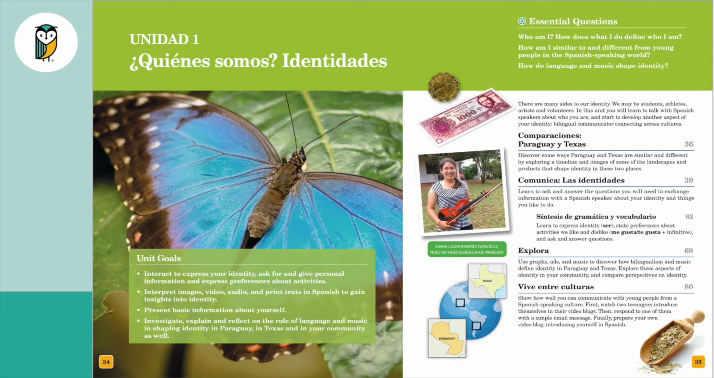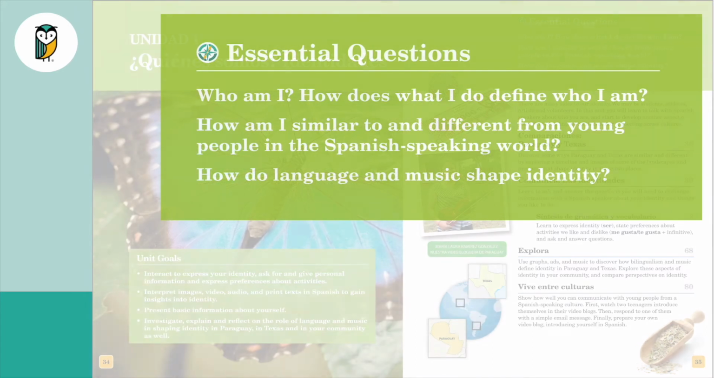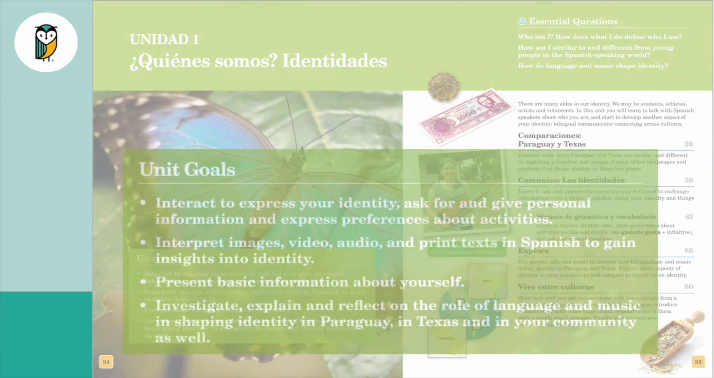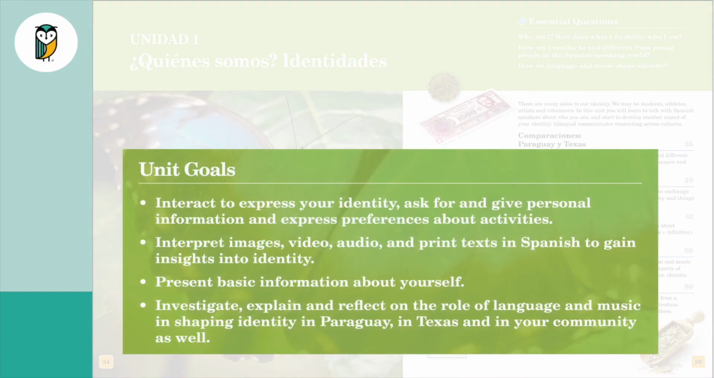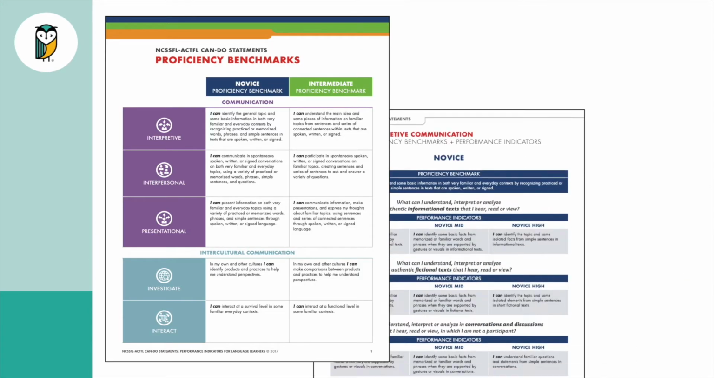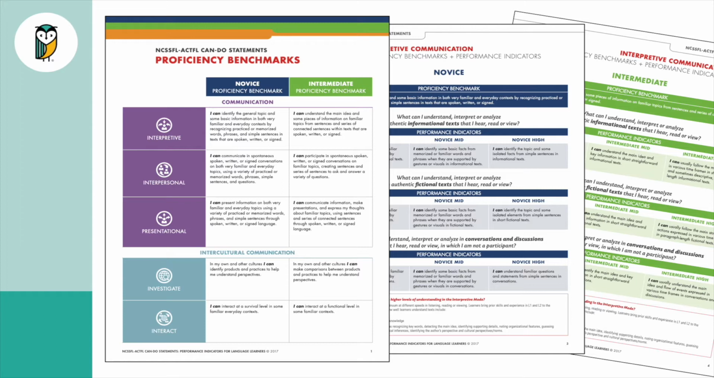Each unit of a Wayside title begins by identifying the essential questions and the unit goals. These highlight what learners will know and be able to do upon completion of the unit. We've also integrated the can-do statements throughout the unit to provide the learning targets that will empower learners to achieve the unit goals and be able to answer the essential questions.